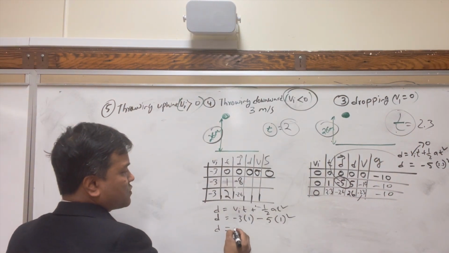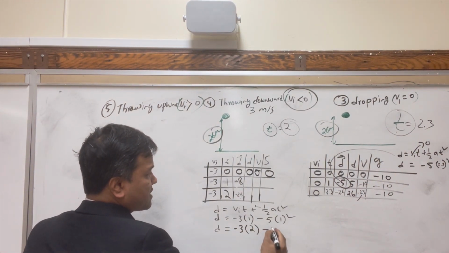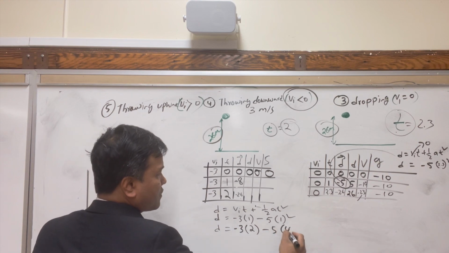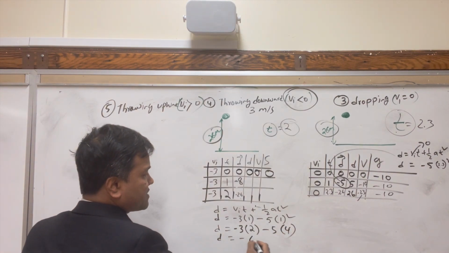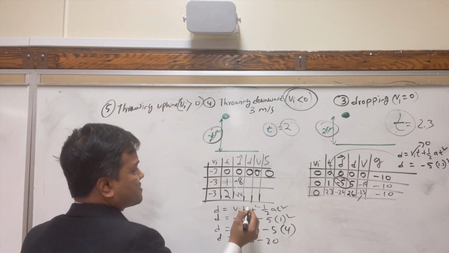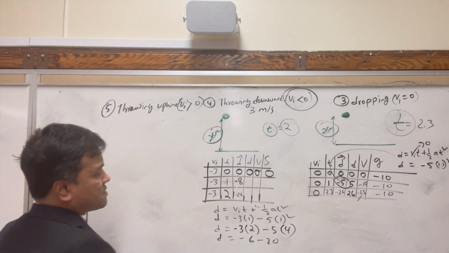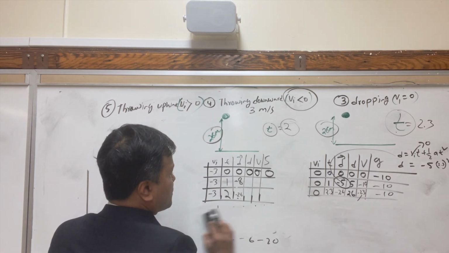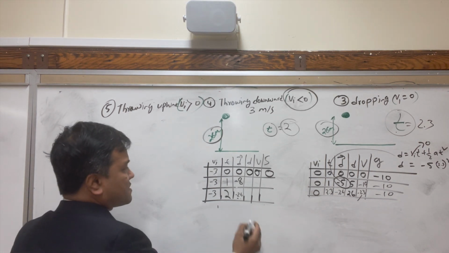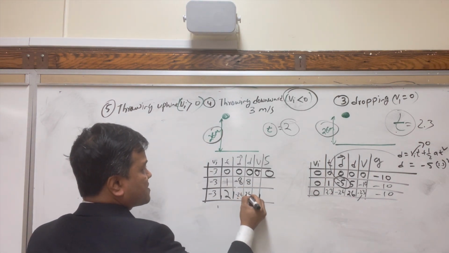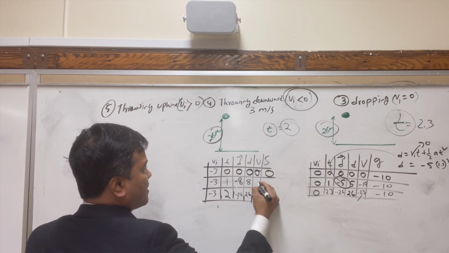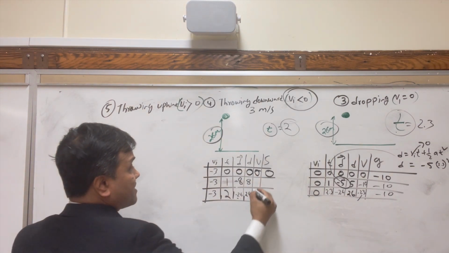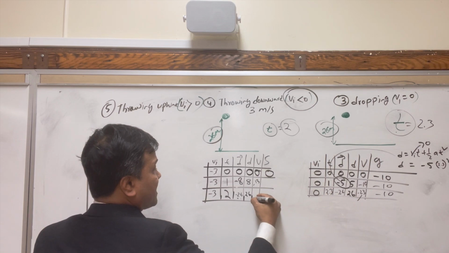Okay, so negative 3 times 2, minus 5 times 4. So d is equal to negative 6, negative 20, negative 26. Negative 26. Okay, so displacement is negative 26. Good. So now let's see distance. Distance is 8, 26. Velocity is not negative 10, negative 13, and negative 23.